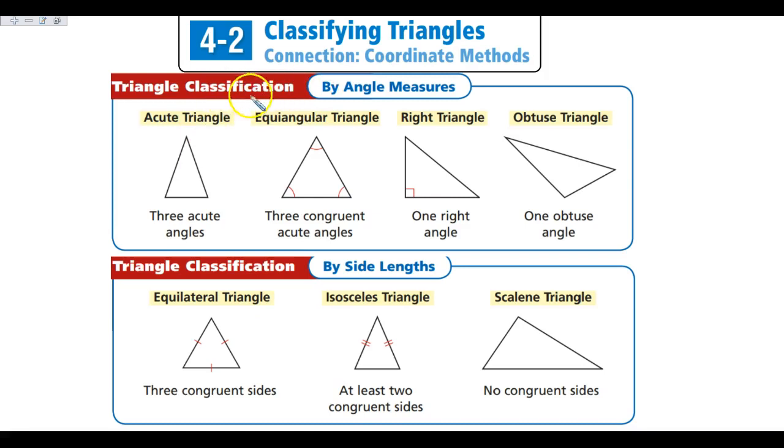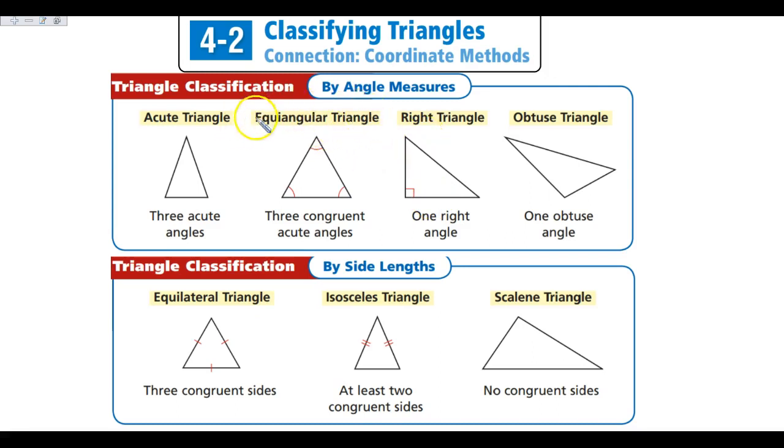Our first way that we can classify triangles is by their angle measures. So we're going to look at what kinds of angles we have. That will tell us what kind of triangle we have. When we start by looking at an acute triangle, that means that all three angles in our acute triangle are going to measure less than 90 degrees. They will all be acute angles.